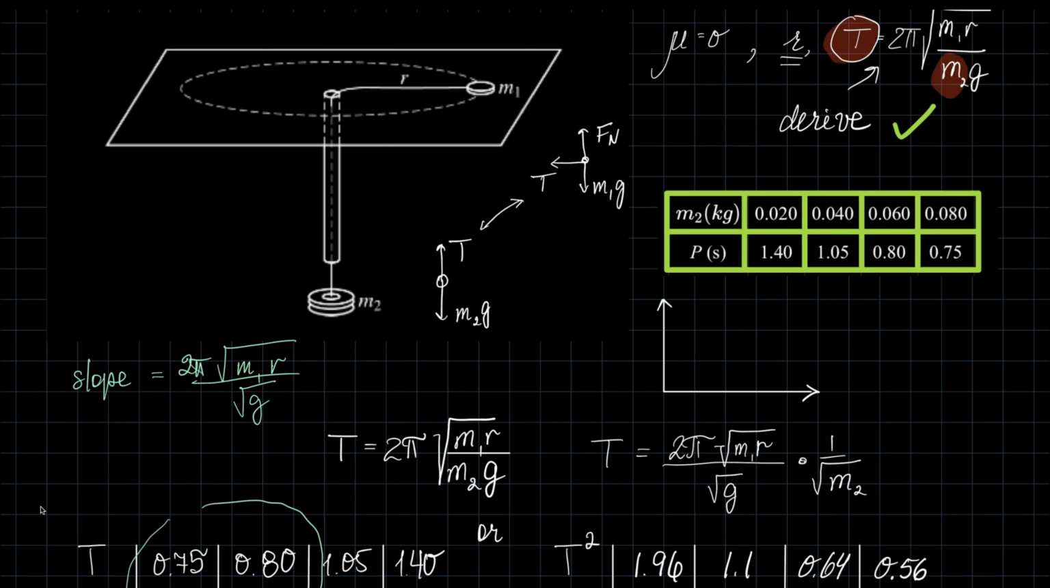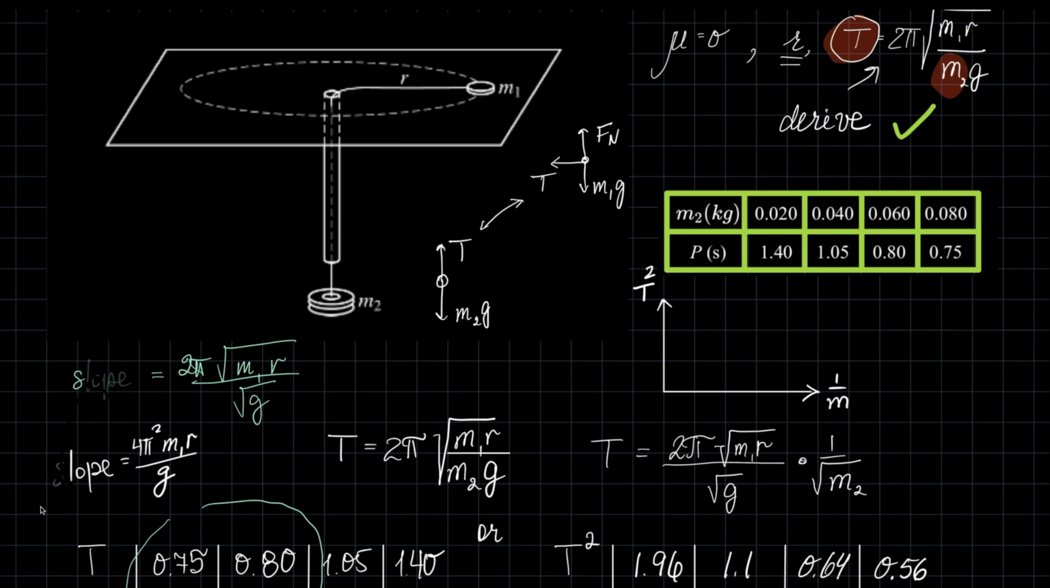You have options, you have 4 at least. We could do T versus 1 over root M2, and then the slope is going to be that. Another option, T squared versus just 1 over M. In that case, the slope would become 4 pi squared M1r over g. And that way, once I find the slope, I can just divide 4 pi squared M1r by slope, and that would give me my g.